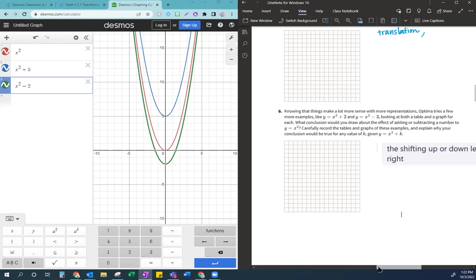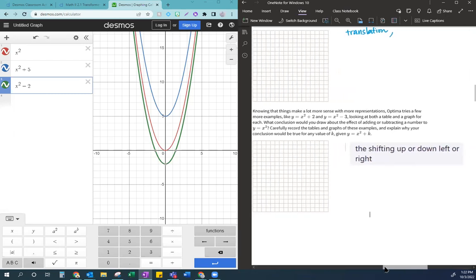Let's see if I can scoot this over a tad. Oops, I copied the wrong one. How did that happen? Oh, okay. So this K actually is only in charge of shifting up or down. So I'm going to just cross out that left or right in our thing. So now you guys know. So not left, not right. Someone else is in charge of that movement.